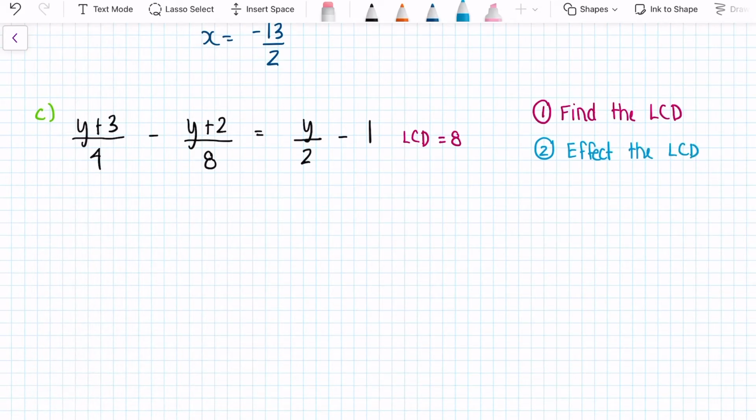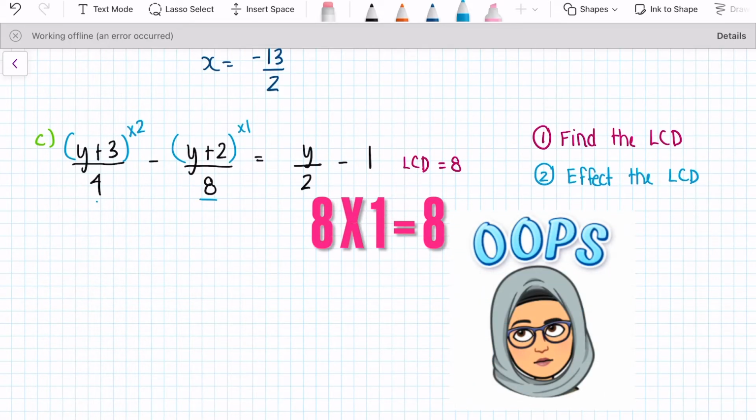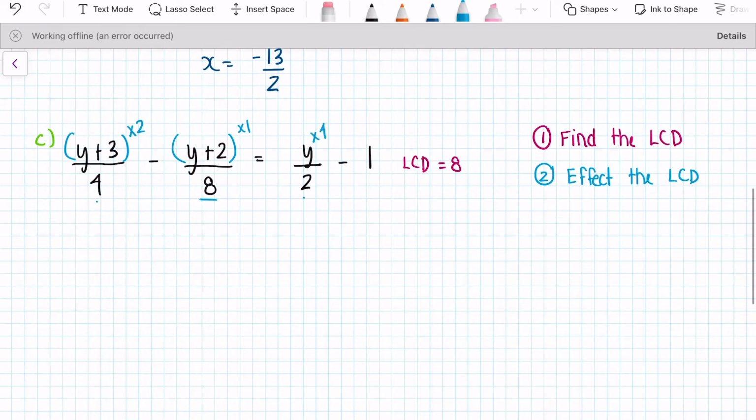The next step is effect the LCD. And the way we do that is identifying what do I multiply by to get the LCD. So here, this has to multiply by 2 because 4 times 2 gives me 8. This multiplies by 1 because 8 times 1 is 8. It doesn't multiply by 0, okay? This multiplies by 4 because 2 times 4 is 8. And here we multiply by 8 because remember the denominator is a 1 and 1 times 8 gives me 8.